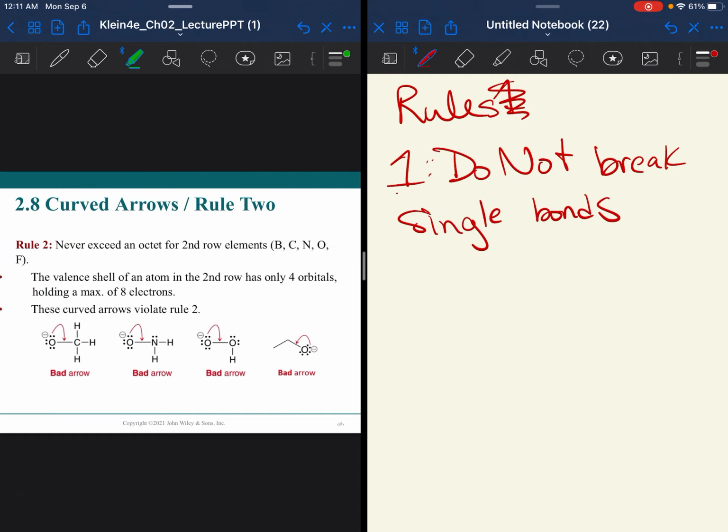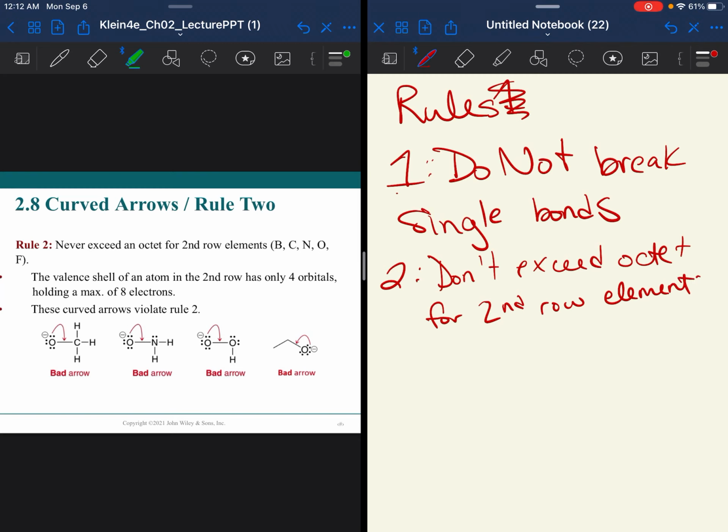We are not going to exceed the octet rule. This is just a good rule to remember. Don't exceed the octet for second row elements. One of the most common notes that I write on papers is carbon cannot have 5 bonds. And so you will see that from me. You will hear that from me in videos.